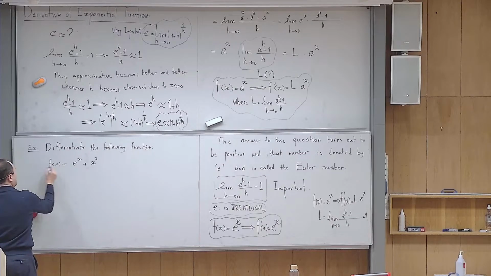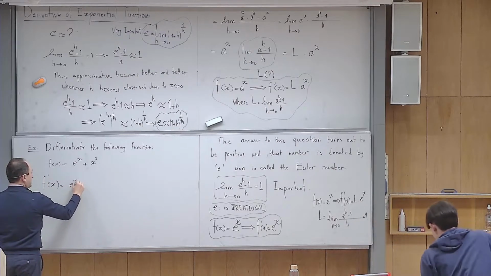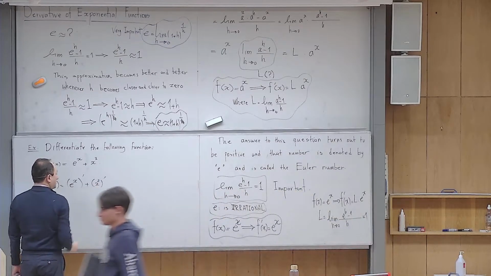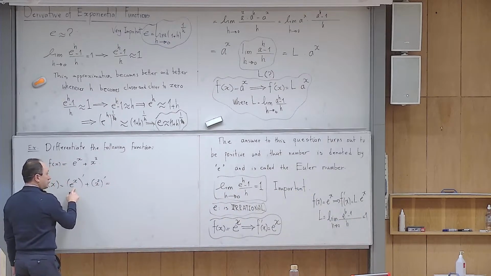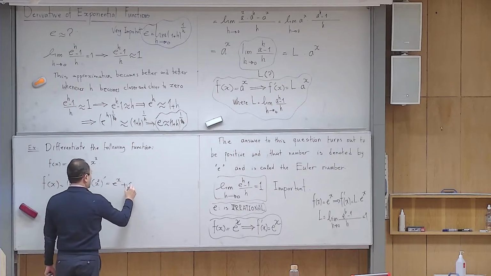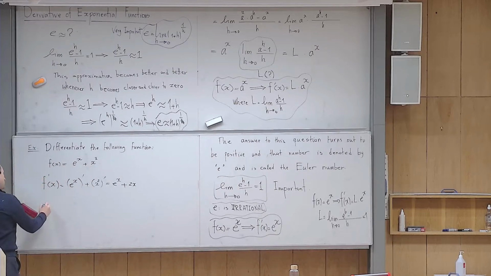So what is the derivative of this? It's very simple, yes? f'(x) is equal to the derivative of the first one plus the derivative of the second one. The derivative of the first one, we learned today, is equal to itself, and the derivative of this one is what? 2x. Okay, but let me write another one for you.